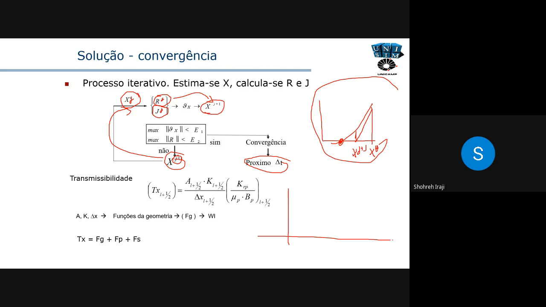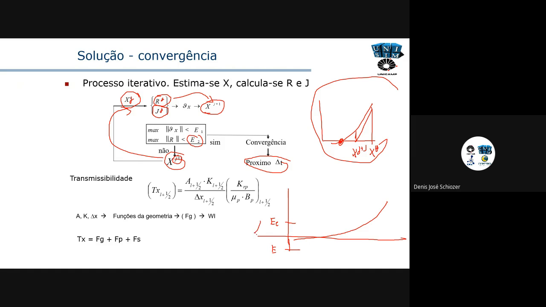I'm explaining it. Let's assume that this function here is like this, okay? And let's assume that this is my tolerance. What we call here the tolerance of residual is E2, for example.